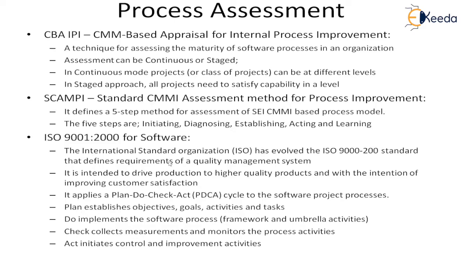Then we have the ISO 9001:2000 version for the software. It is intended to drive production to higher quality products with the intention of improving customer satisfaction. So these people have a slightly different way. They apply the plan, do, check, act cycle to the software project processes. So the plan establishes objective goals and activities, whether this step is done or not, and thus implements the software process.